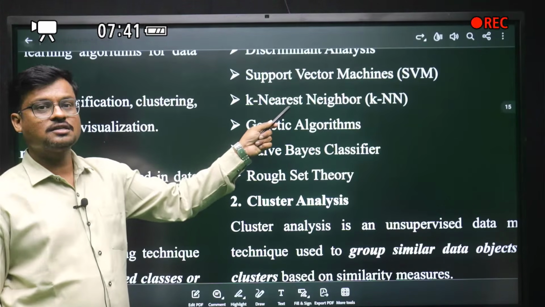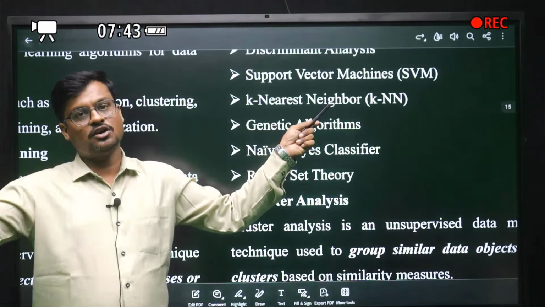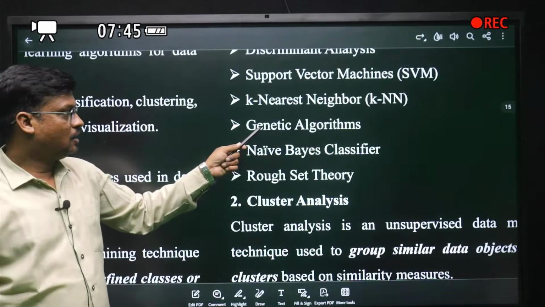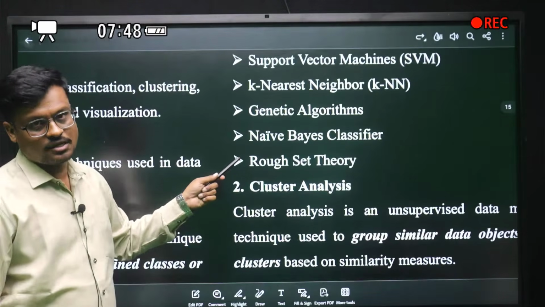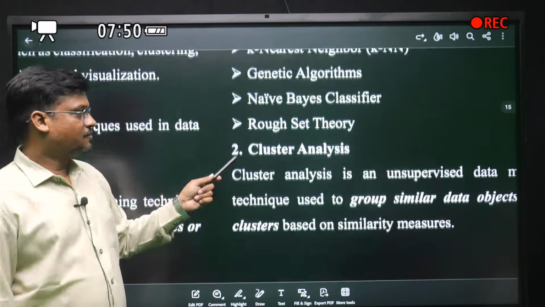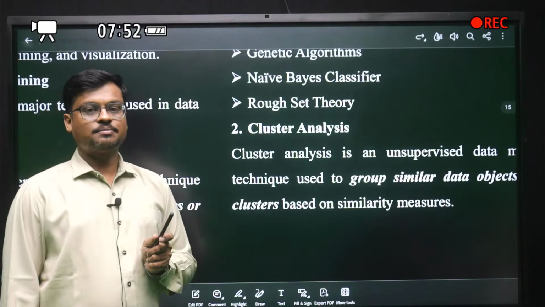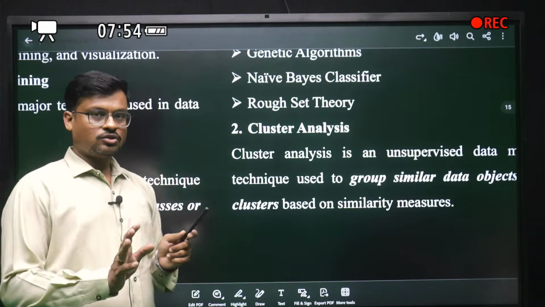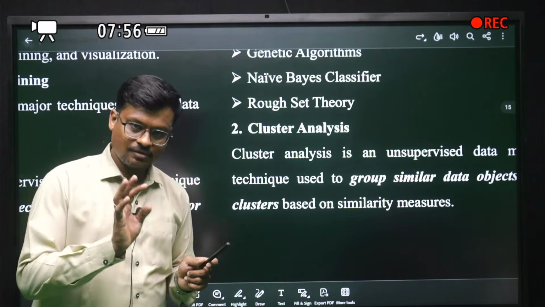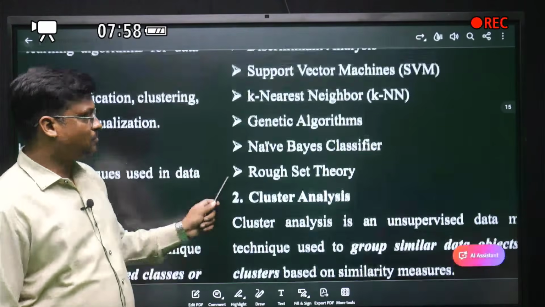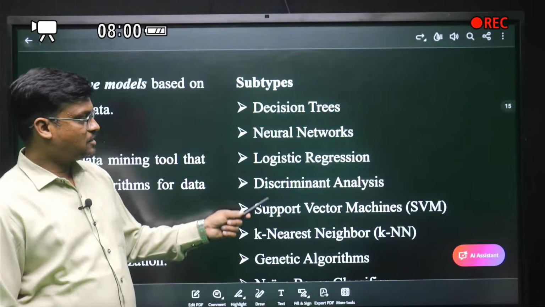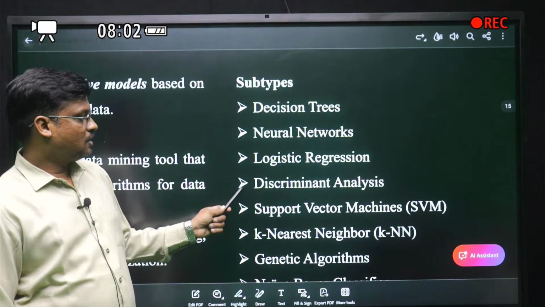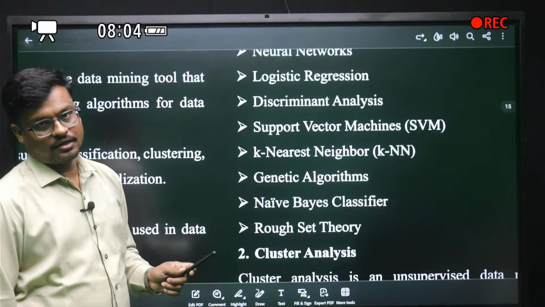We can also consider KNN or K-means, K-medoid in clustering here. Genetic algorithms, Naive Bayes theorem, Bayes theorem, rough set theory, right? These are the subsets of your classification. Usually when you work with your theoretical or practical concepts, if I am not wrong, you worked with Naive Bayes theorem, regression, and K nearest neighbor technique, KNN.